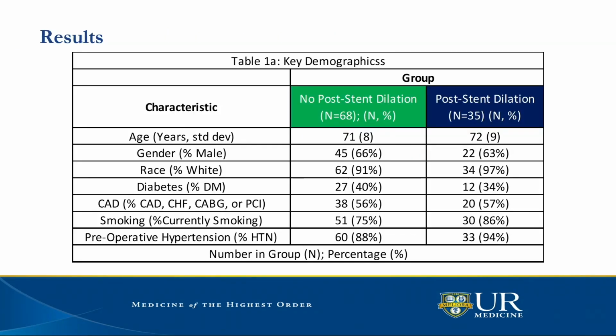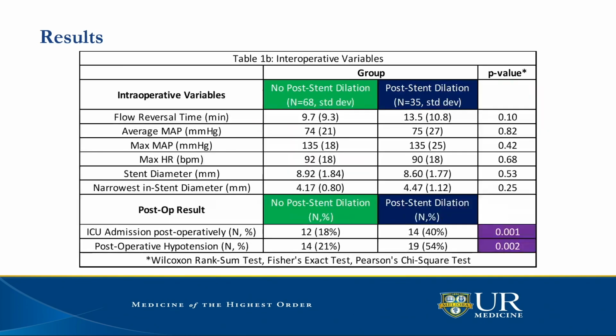Looking at key demographics between the 68 patients that required no post-dilation and 35 that did, we found no significant differences. We found no significant differences in intraoperative variables. Flow reversal time was, as expected, higher in patients that required post-stent dilation compared to those who did not. However, it was not found to be significantly different. Hemodynamic measurements were also not different for these two patient groups, and stent parameters before post-dilation were not found to be any different.